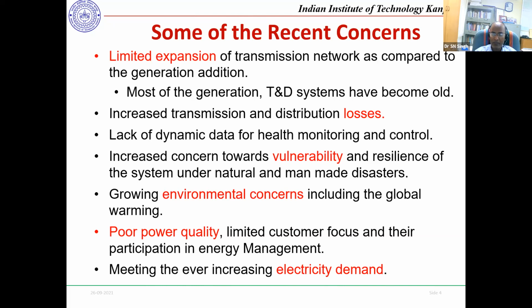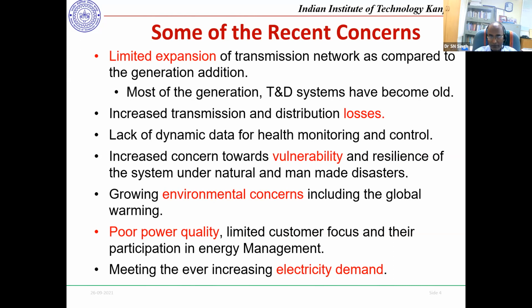And there is increased concern toward the vulnerability and resiliency of the system under natural and man-made disasters. There is always a chance of vulnerability, because loading is very critical. We are loading our system in peak hours very close to the limit. Even small disturbances, or one or two lines tripping together, or one generator going, make it very difficult to manage the grid. That is why our operators are very alert all the time. Then there is the growing environmental concern, we all know about global warming. So we cannot add more hydrogen. We cannot generate more power from fossil and other fuels as well.